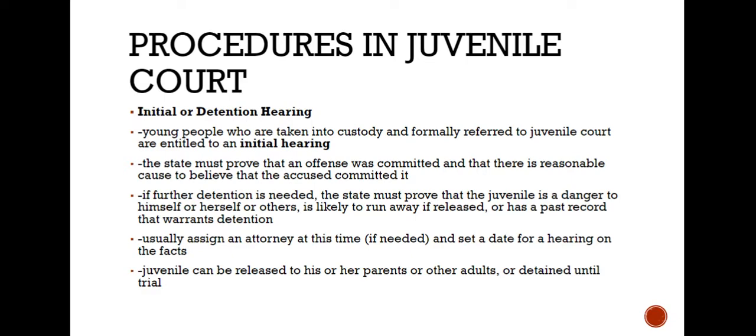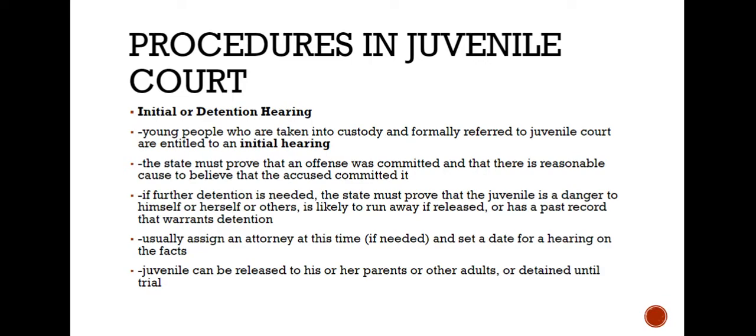It is possible that the juvenile could be released to his or her parents or other adults at this time. It is also possible that they could be detained in a juvenile detention setting until the trial happens. So that's what happens during this initial hearing: we have to decide, did a crime occur? Did this person do it? And then where are we going to put this person until the trial happens?